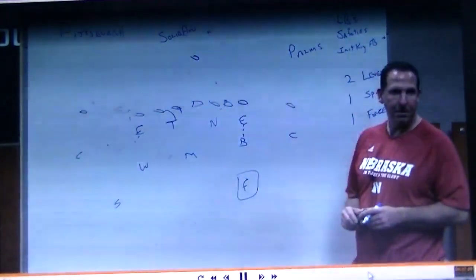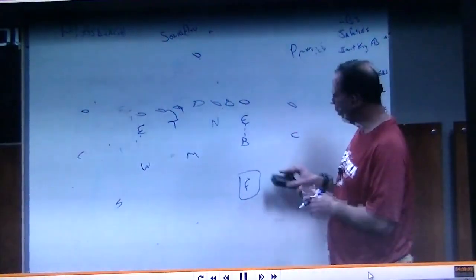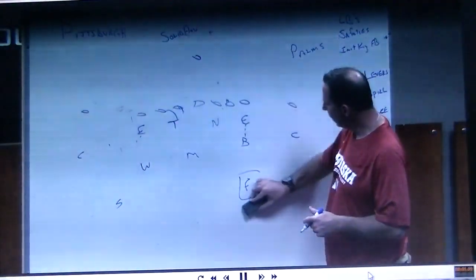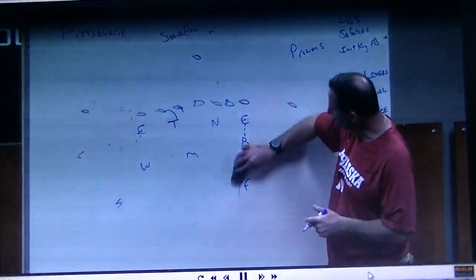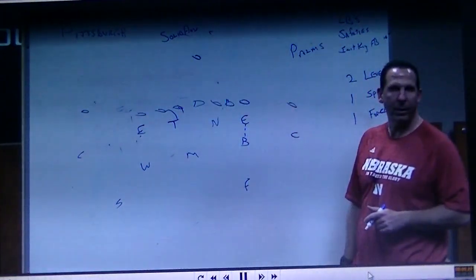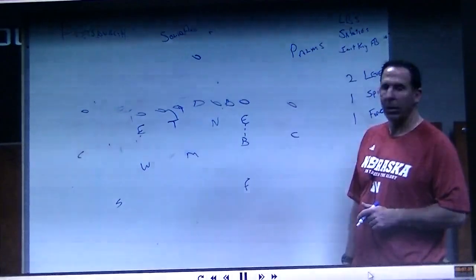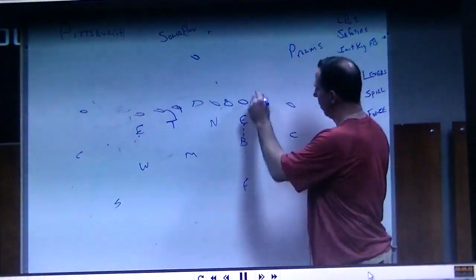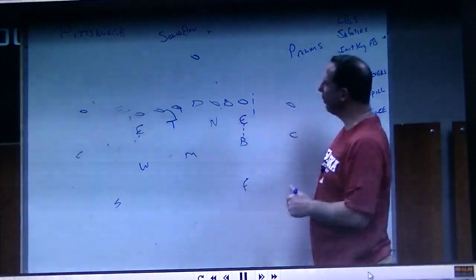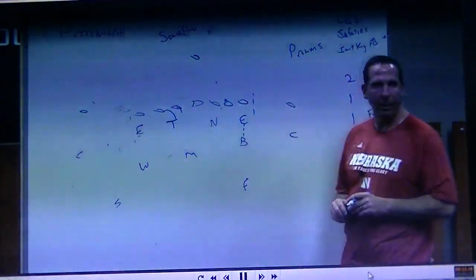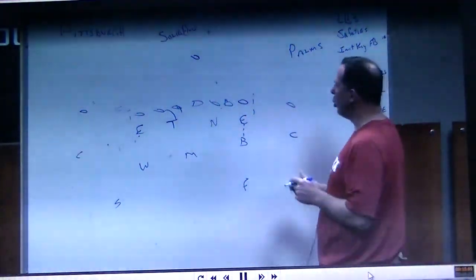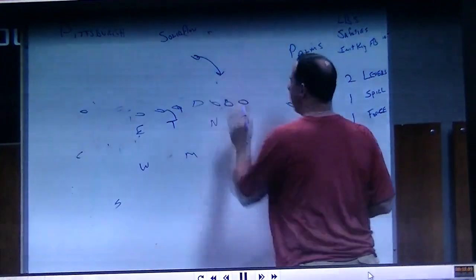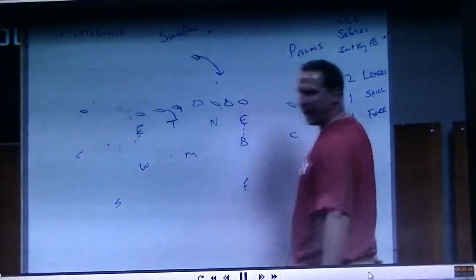It's pretty easy. So what gap does the free safety have? What gap is the free safety playing right here? Outside. Outside where? Right there, right? So what gap does that give the Buck? B gap. If they run this way, are you just going to run to your B gap?